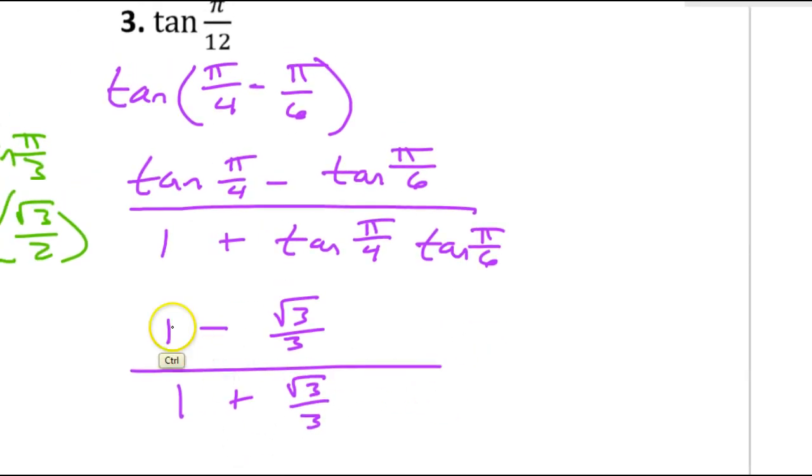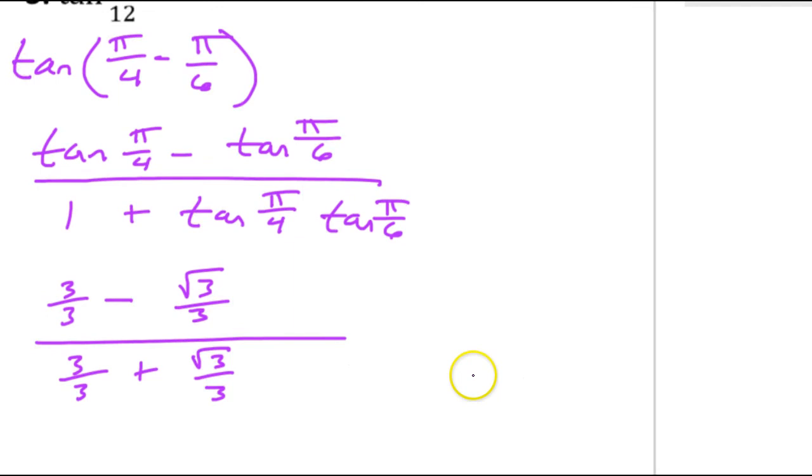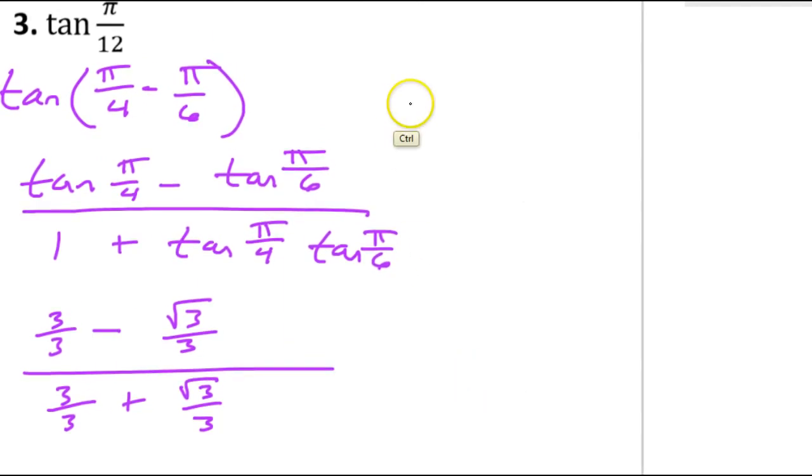Now the number 1 is a very special number when I'm trying to add or subtract a fraction, because 1 can be rewritten as anything over itself. So in this case I will replace 1 with 3 over 3 so that I have like denominators. Okay, so I'm going to squeeze this in over here.